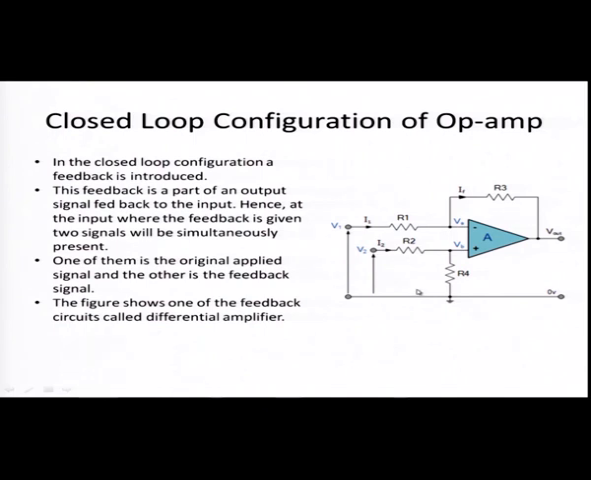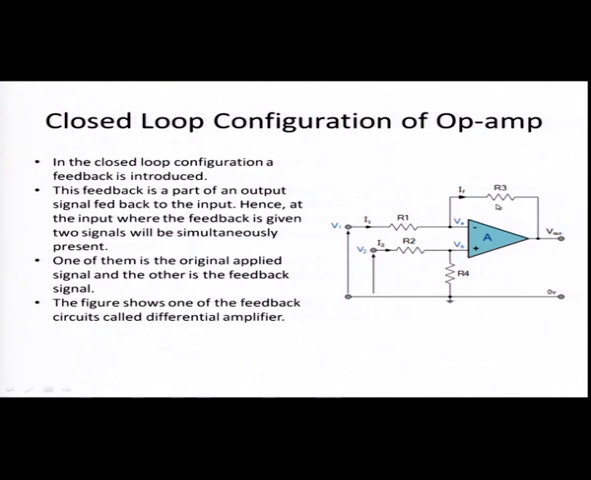This is one example of a closed loop configuration, and this circuit is called a differential amplifier circuit, since we have given two input signals at the negative and positive terminals. Since the output is given to the negative terminal, it is a negative feedback. Once the negative feedback is given, the operational amplifier will work as an amplifier. If a positive feedback is given, then it will work as an oscillator.